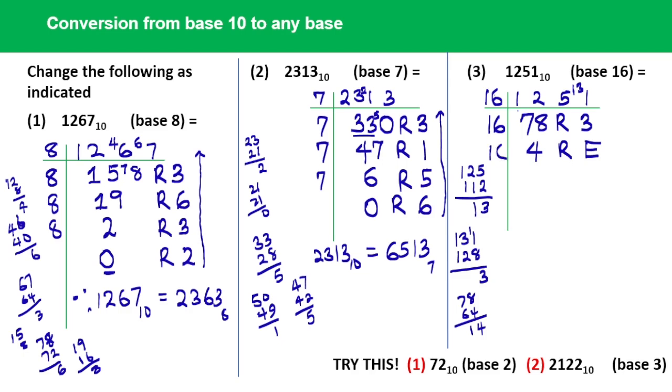We repeat the process again. 16 in 4, that's 0. Since this 4 was not divided, we write the 4 on the right as our final remainder. The whole process of division ends now because we have gotten to 0. Now my answer, therefore, 1251 base 10 is equivalent to 4E3 base 16.